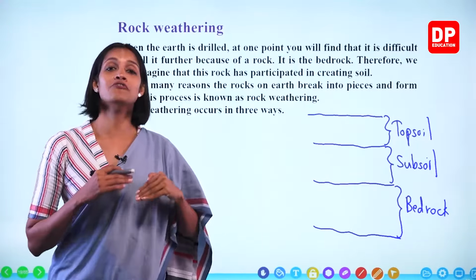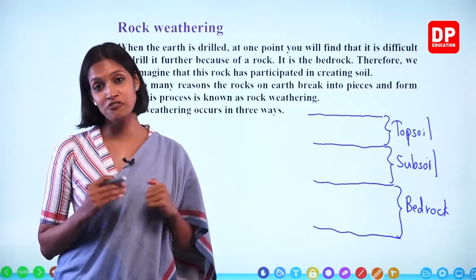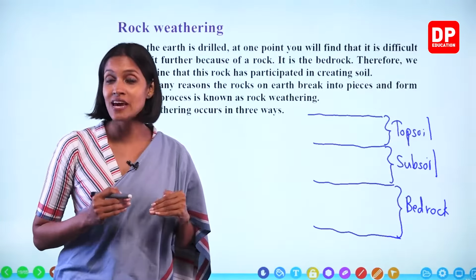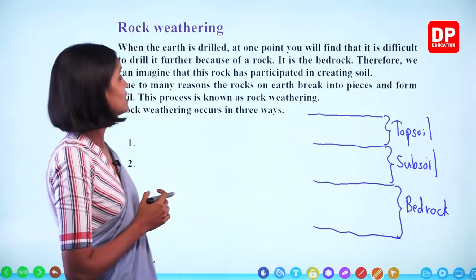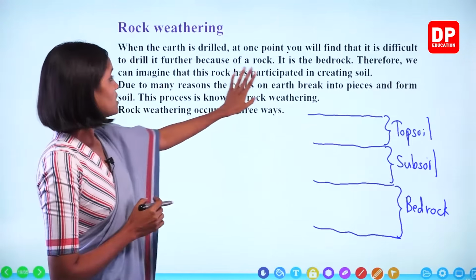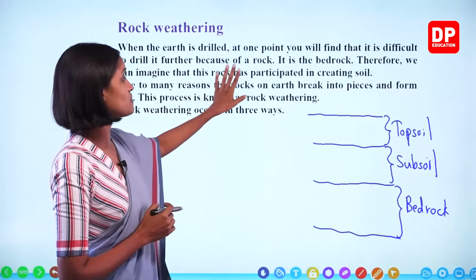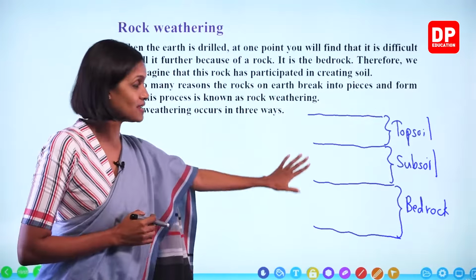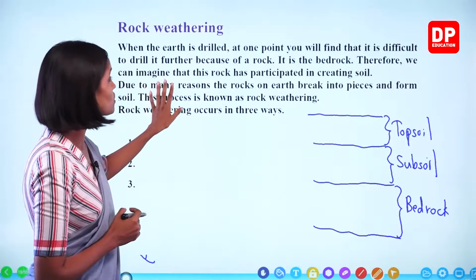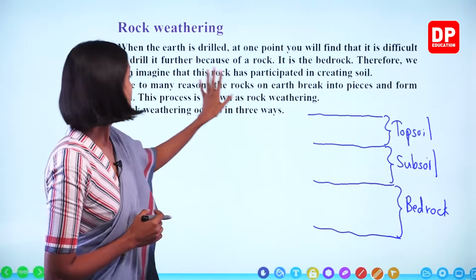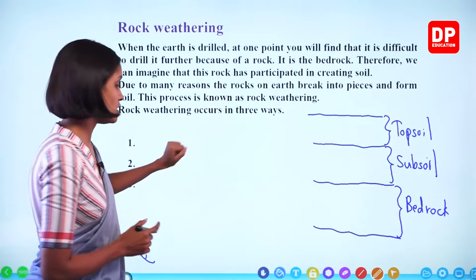This breaking down of rocks and formation of soil, this whole process is known as weathering of rocks. Right, so under this chapter, we are going to learn how weathering of rocks take place in different ways. Okay? Right. So, it is the bedrock. Therefore, we can imagine that this rock has participated in creating soil, as I explained to you all here. Due to many reasons, the rocks on earth break into pieces and form soil. This process is known as rock weathering or weathering of rocks.